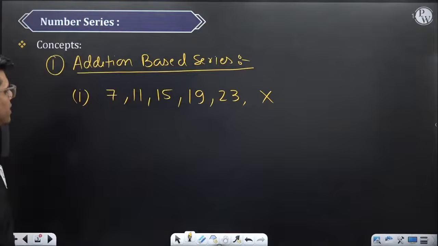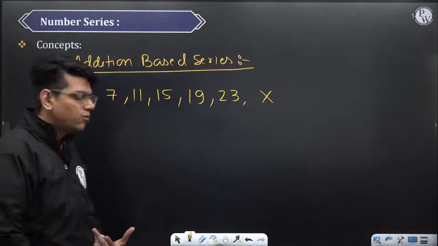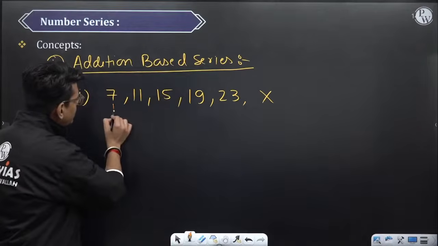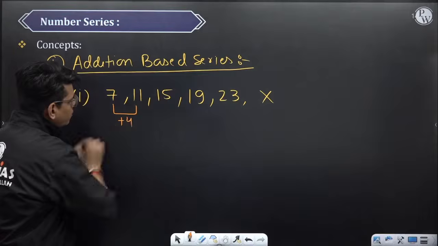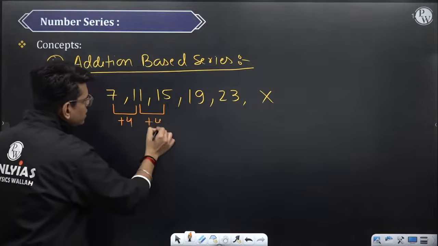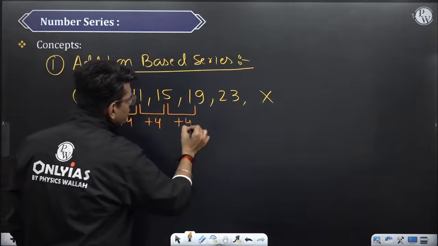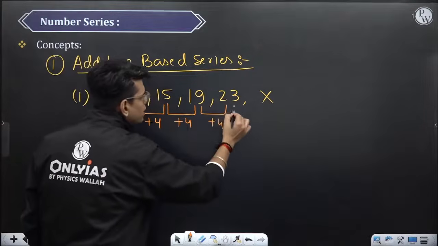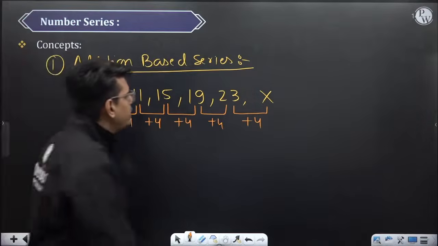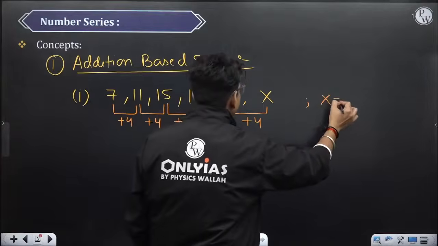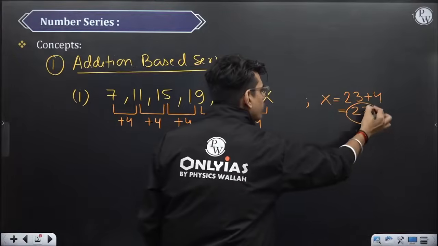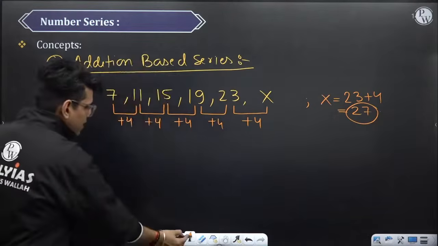So this is the first series, an addition based series. What do I mean by addition based series? The difference between the first and second term is plus 4: 7 plus 4 is 11. The difference between second and third term is again plus 4, and again plus 4. So this will be plus 4 because the series follows a certain pattern. So x is 23 plus 4, which is 27. This is our first example.